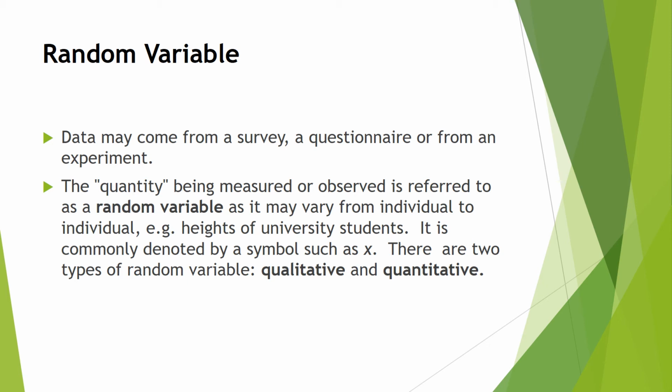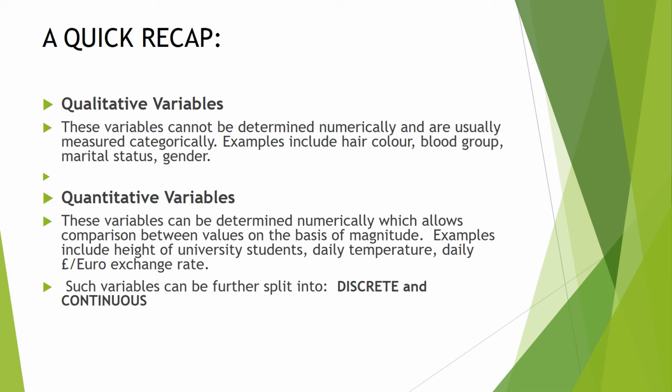There are two types of random variables, just like variables: qualitative and quantitative. Qualitative variables, as you must already know, explain the quality of something, and quantitative would obviously give you quantity. And this year we will be focusing, for the time being, on quantitative variables. Let's give a quick recap. You can read this slide if you want to.